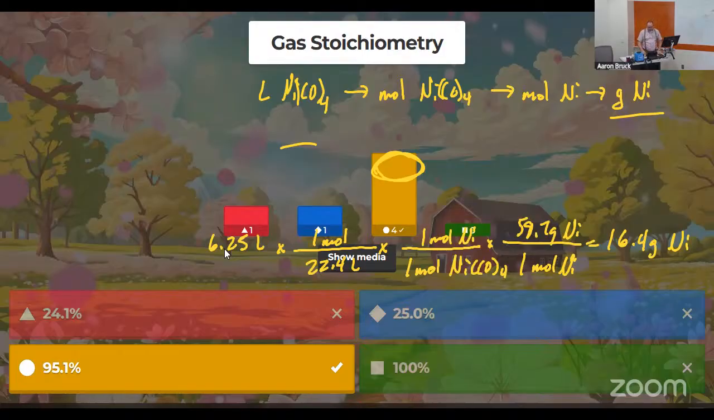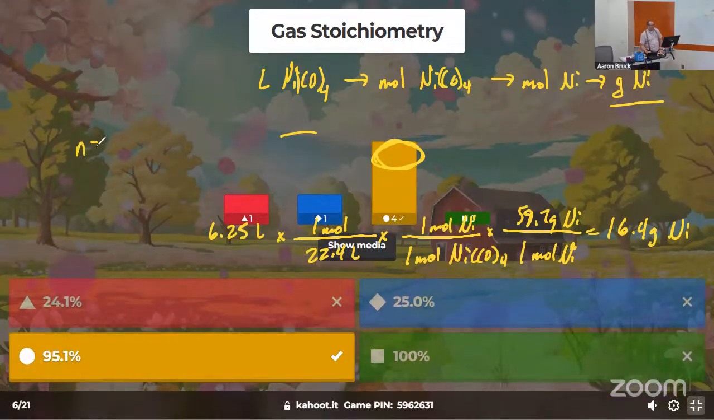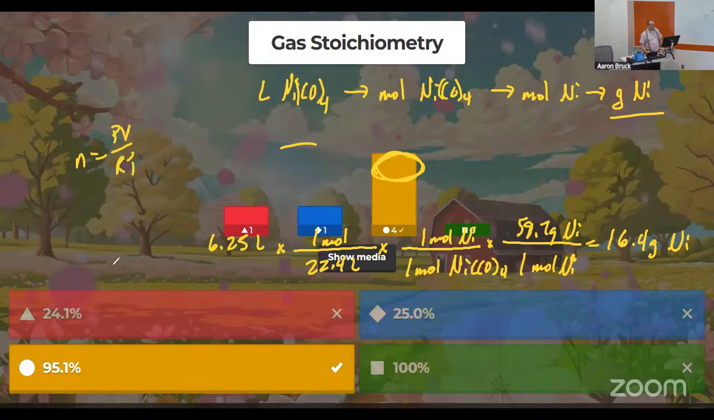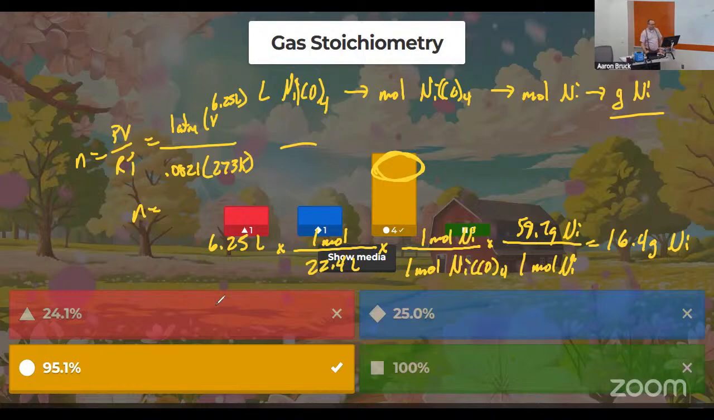But otherwise, if you're guessing, the other thing that you would look at would be, okay, I could use the ideal gas law, n is equal to PV over RT. I would just have to remember what my STP conditions were. 1 atmosphere, V is 6.25 liters, R is 0.0821, T is 273 Kelvin. And from that, I could calculate whatever this value is, about 0.25.